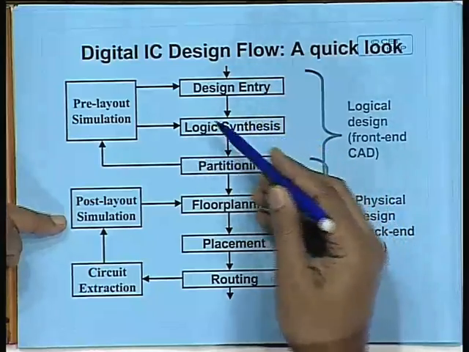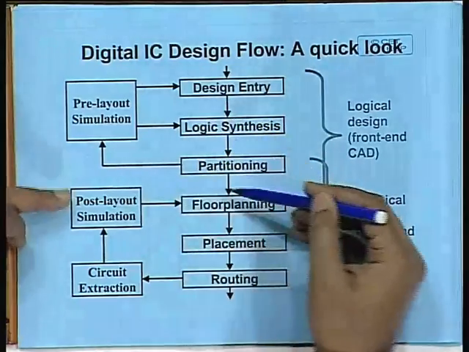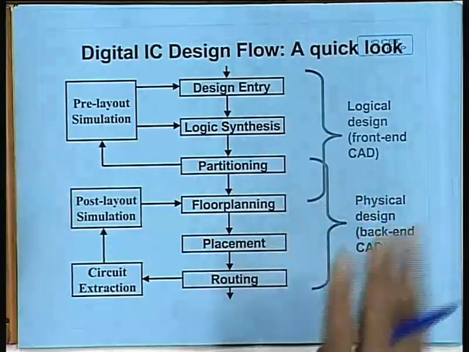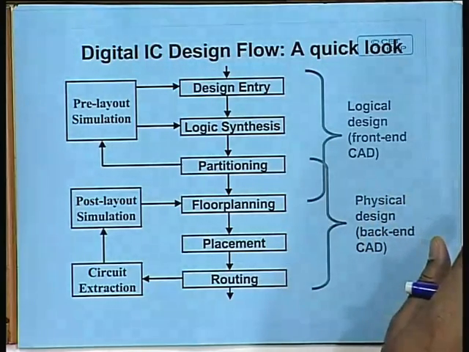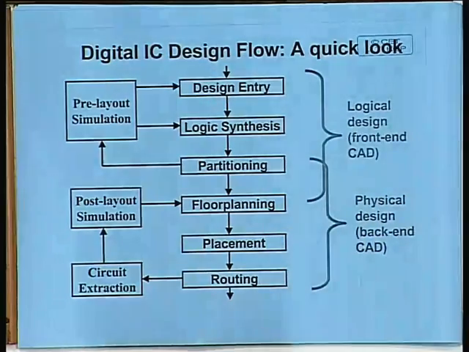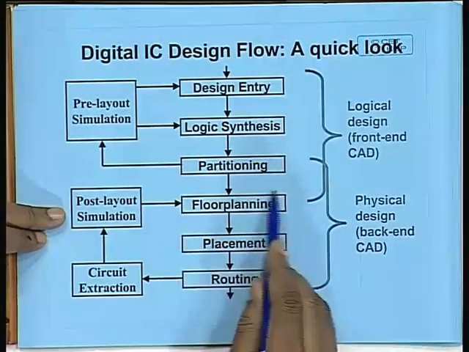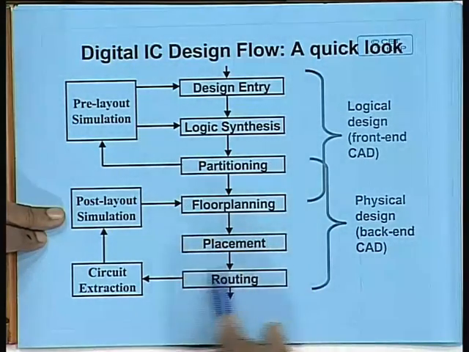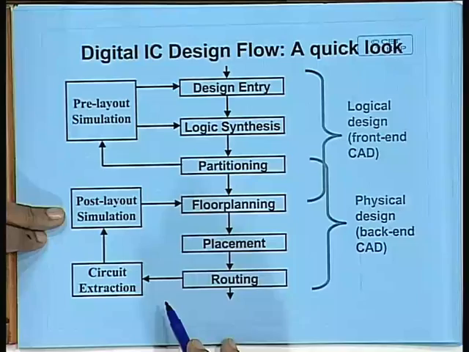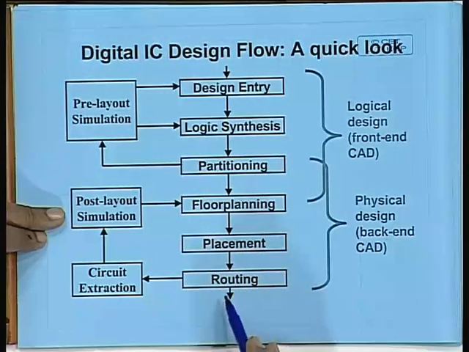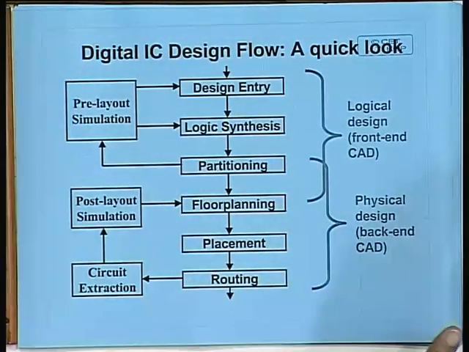And after you are done with this, you now go to the actual layout implementation on the floor of the silicon. There you go through processes like floor planning, placement and routing. At the end of which you get the actual layout in terms of the rectangles, as I have just mentioned: silicon, polysilicon, diffusion, metal, etc.